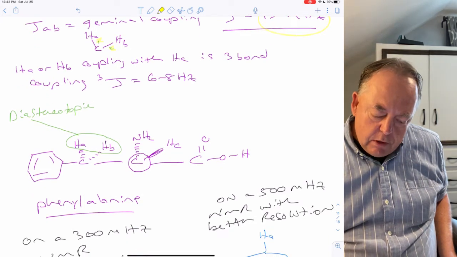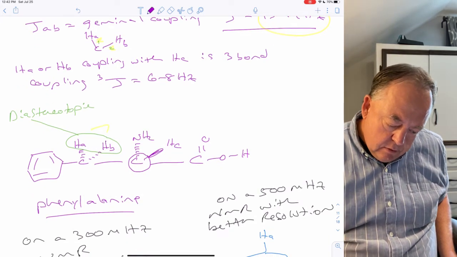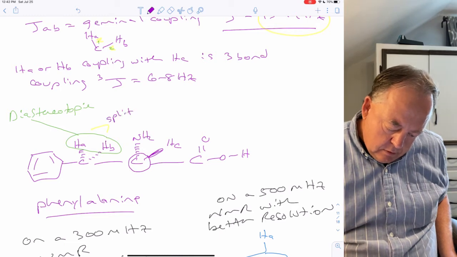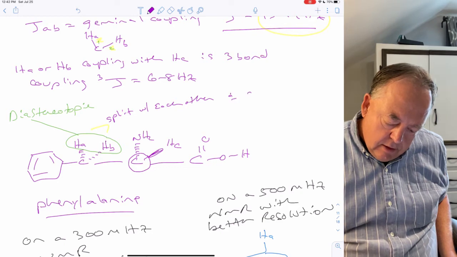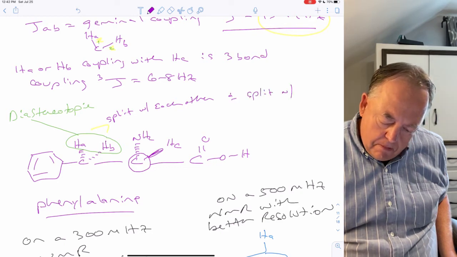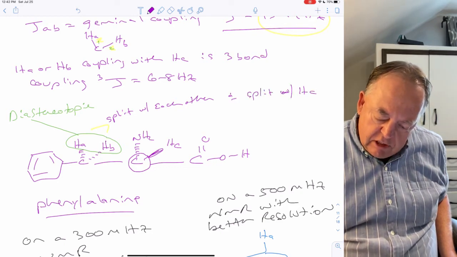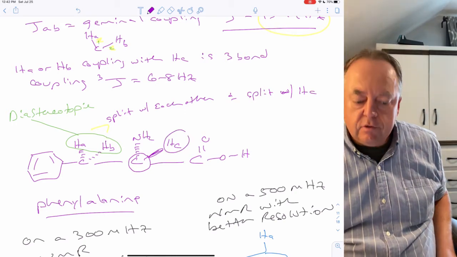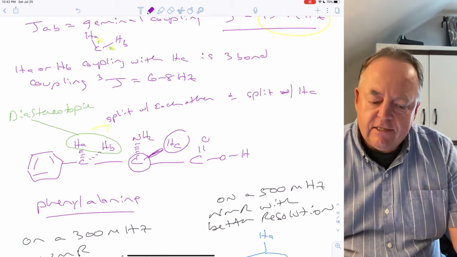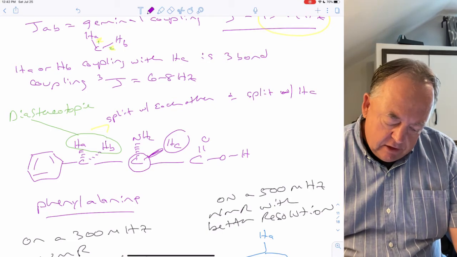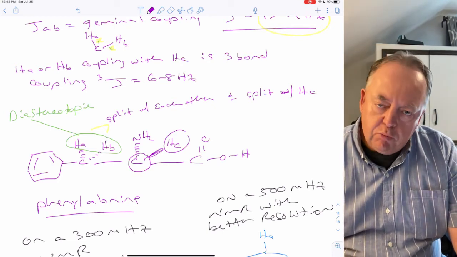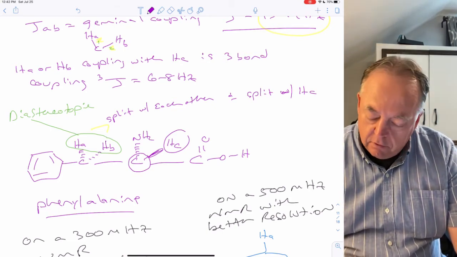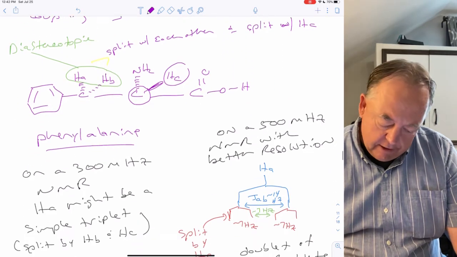So A and B are going to split with each other. And they're going to split with HC because HC is a neighbor as well, right? But the coupling constants are different, so it's not going to be a simple N+1 rule. You're going to have to use a splitting tree diagram to see what it would look like.